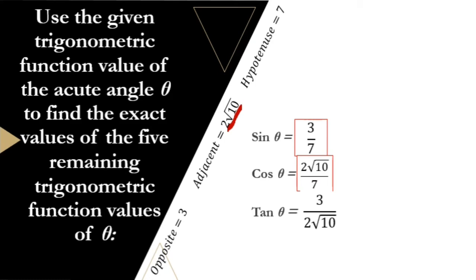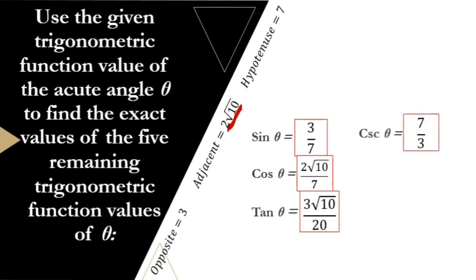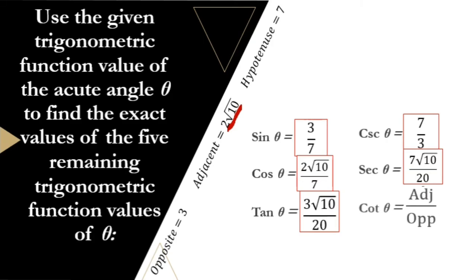Remember, we want to rationalize this and bring the root 10 to the top. So that becomes 3 root 10 over 20. Cosecant, 7 over 3. Secant, 7 over 2 root 10. We want to rationalize that, bring the root 10 to the top. So we end up with 7 root 10 over 20. Cotangent is 2 root 10 over 3.